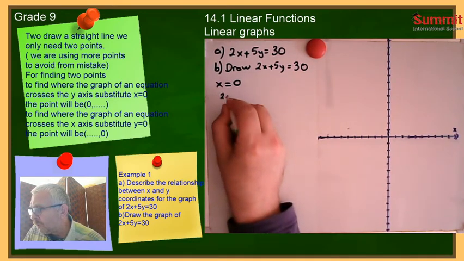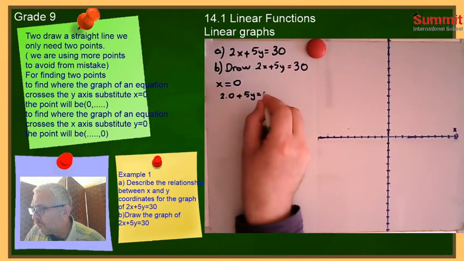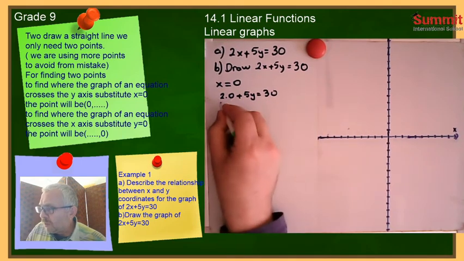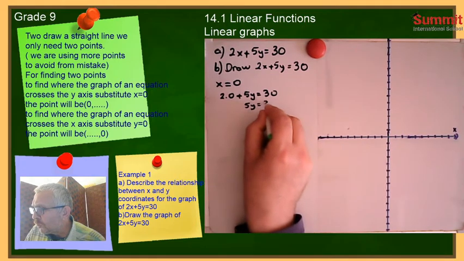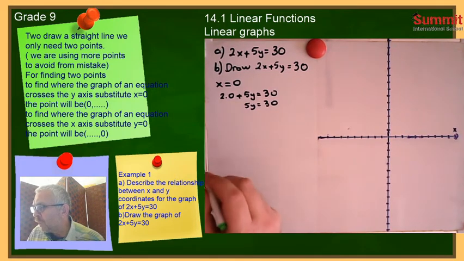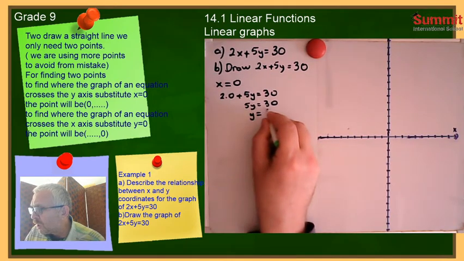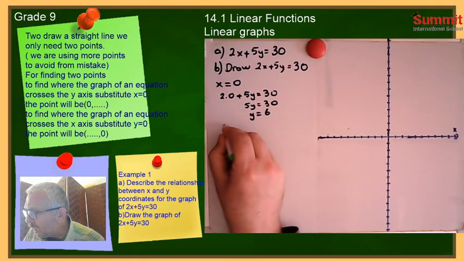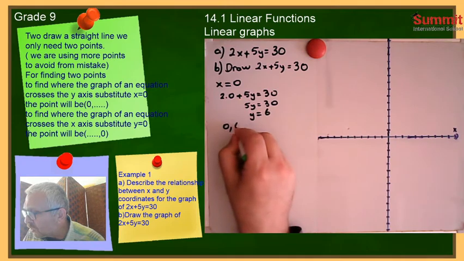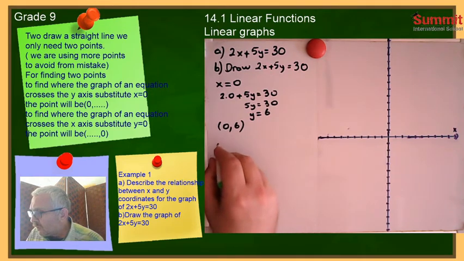2 multiplied by 0 plus 5y is equal to 30. Now this part is completely 0, leaving 5y is equal to 30. If we divide both sides by 5, y will be equal to 6. Our first point will be x is 0, y is 6. With this I found the first point of the graph.